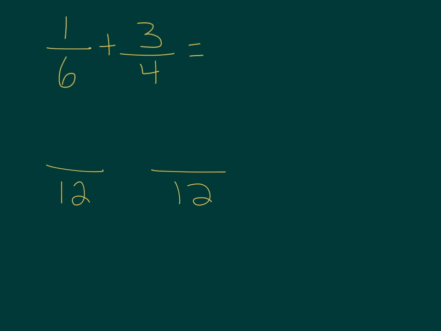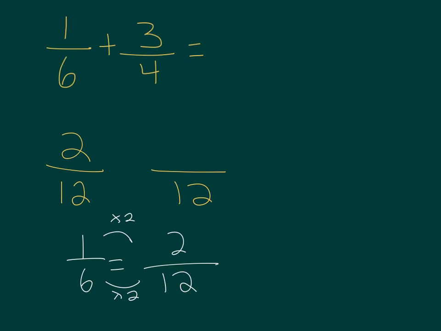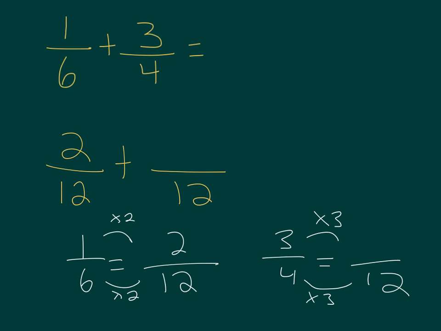I can take 6 times something to get 12. I can also take 4 times something to get 12. So let's go ahead and figure that out. 1/6 is equal to what out of 12? It's equivalent to how many twelfths? Well, I know I can multiply this by 2, so that's equal to 2 out of 12. And I want to know 3/4 is equal to how much out of 12, or how many twelfths? Well, I can go from 4 to 12 by multiplying by 3, so I'm going to do the same thing on top. 3 times 3 gives me 9.